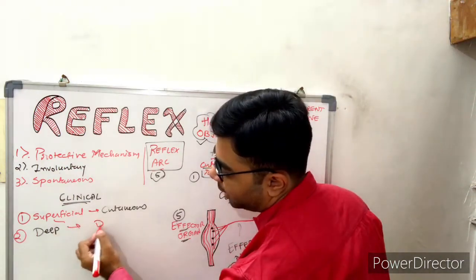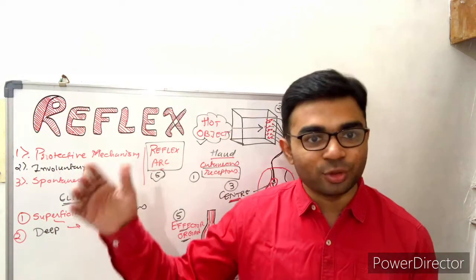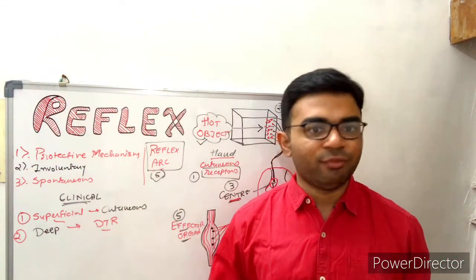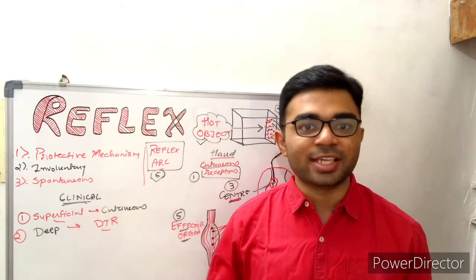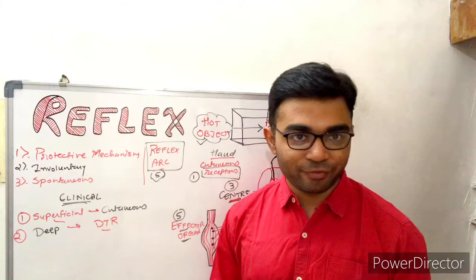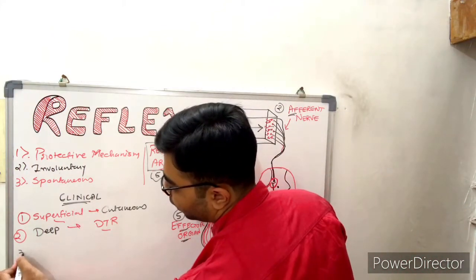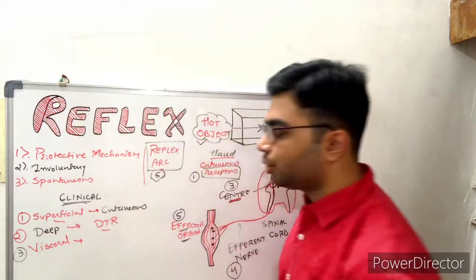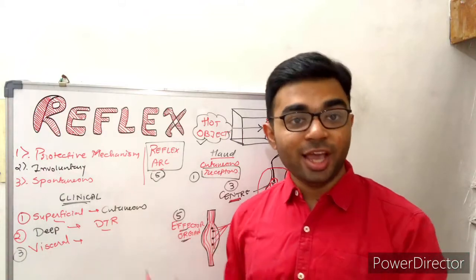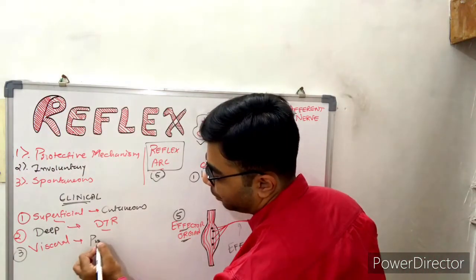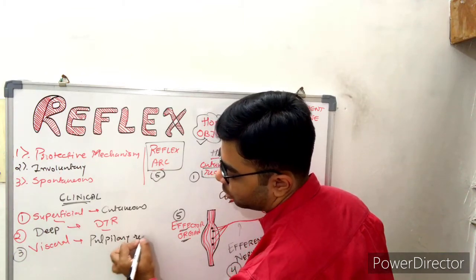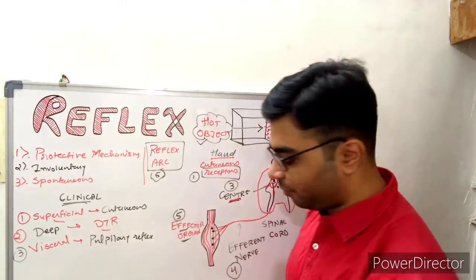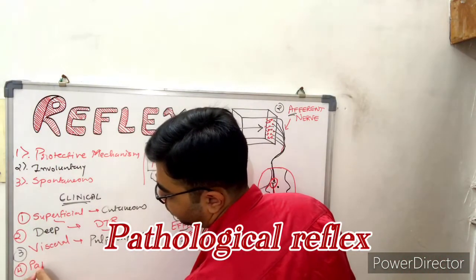As we know, these are deep tendon reflexes. Tendons are situated deep to the adipose tissue as well as the cutaneous receptors. When you stimulate deep tendon reflexes, for example the patellar tendon reflex and biceps tendon reflex, all are examples of the deeper layer of reflexes. Third is visceral, which is related to the organ. Stimulate the pupillary reflex, which is one example of a visceral reflex. The last one, fourth, is the pathological reflex.